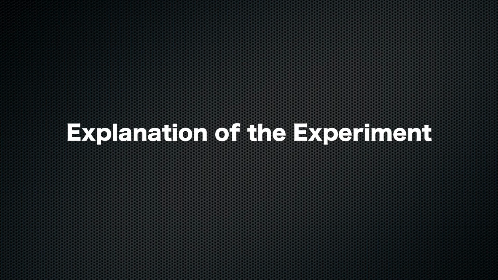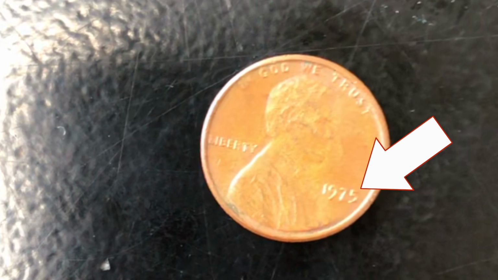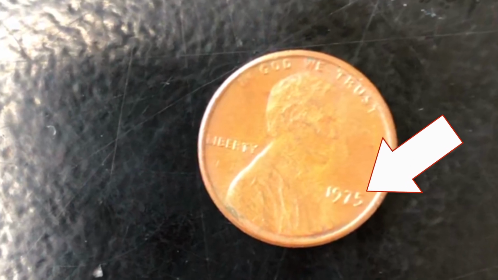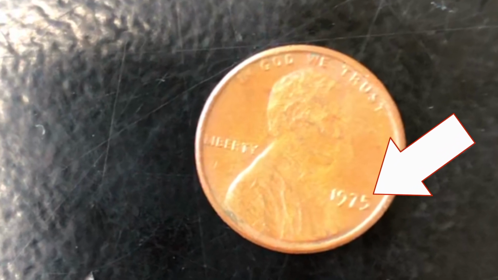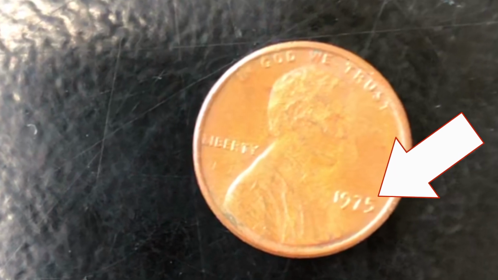Our experiment is to reduce zinc onto copper, represented by a penny. We ensured that we could use a penny dated from 1982 or earlier, as these are comprised of 95% copper and 5% zinc, while those post-1982 are comprised of 97.5% zinc and only 2.5% copper.